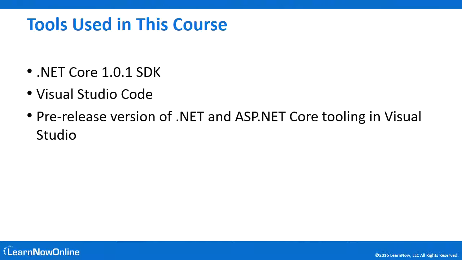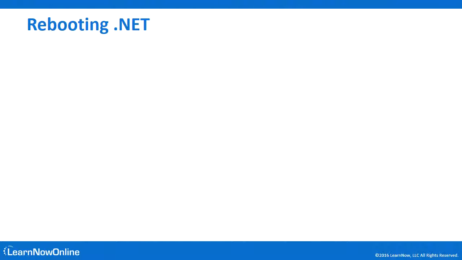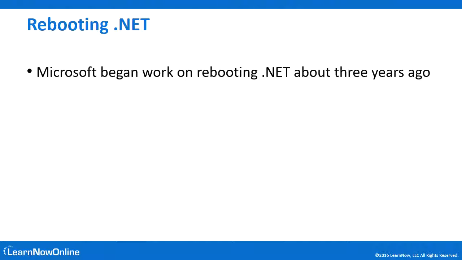Okay, and then I also will be looking at the .NET Core tooling that's coming as part of Visual Studio. Now in this course, I'm using Visual Studio 2015 with all the latest updates, but future versions of Visual Studio will have the same kind of support for .NET and ASP.NET Core projects. But this is the latest version of Visual Studio as I'm doing this course. All right, so let's start talking about this reboot of .NET. So Microsoft began working on this reboot about 3 years ago.